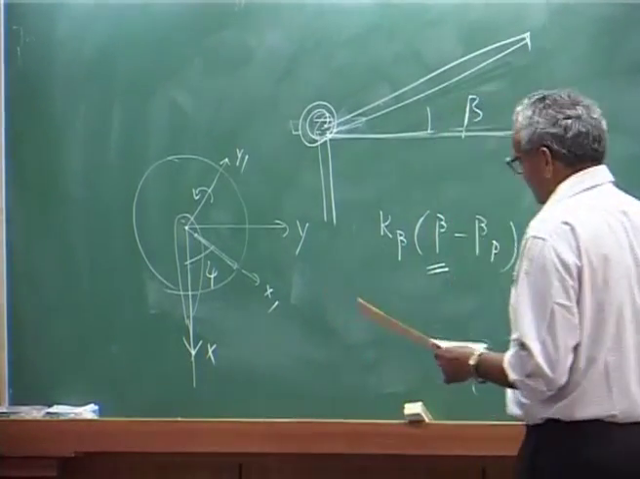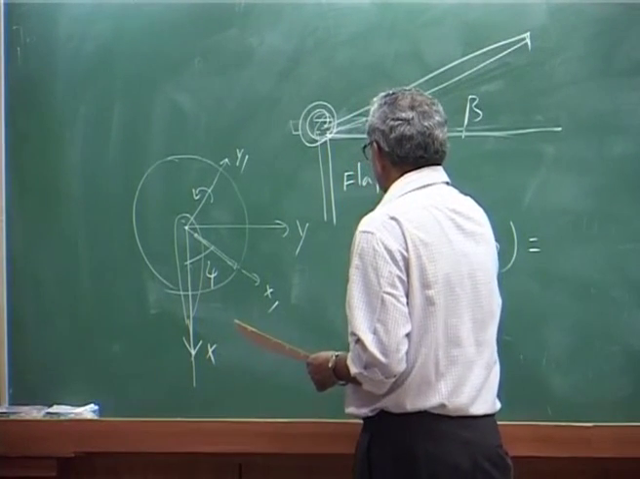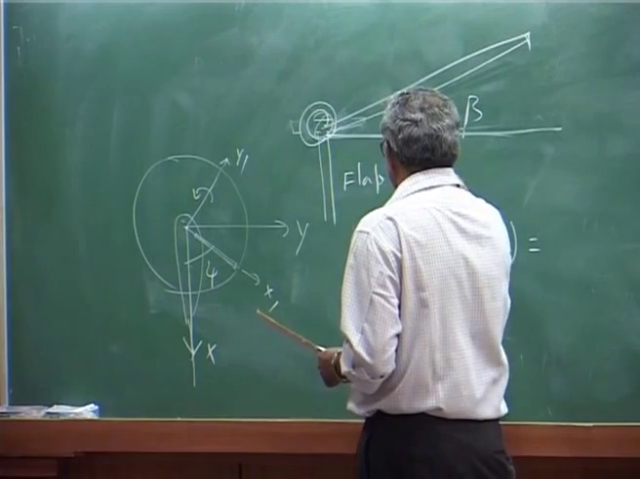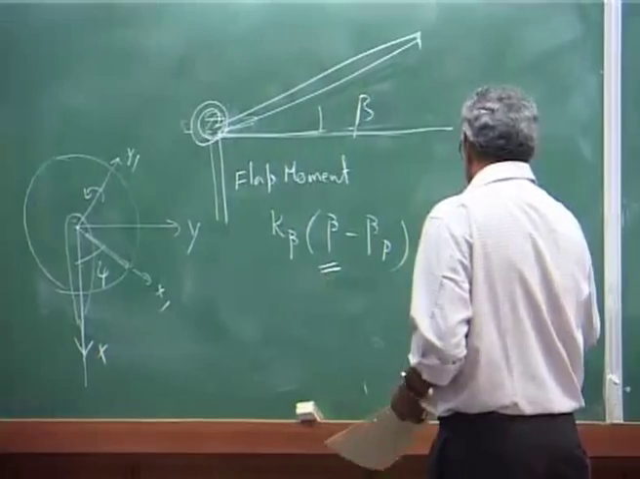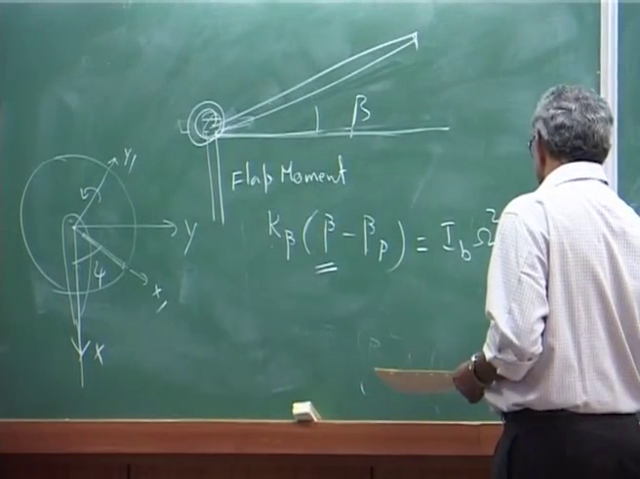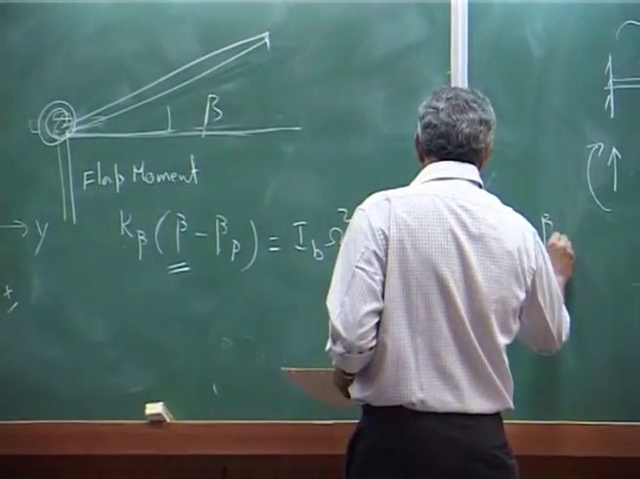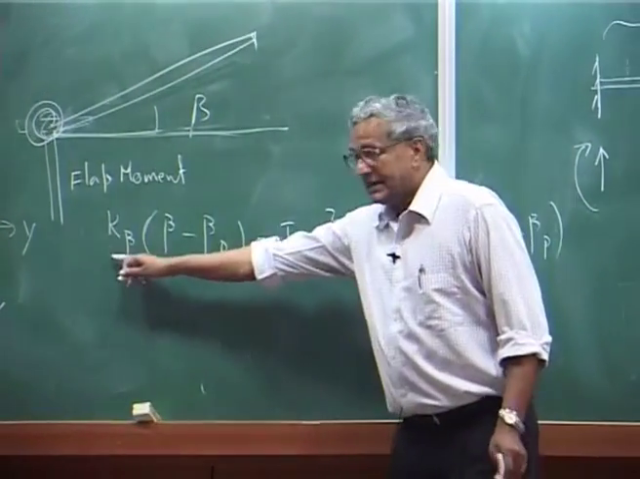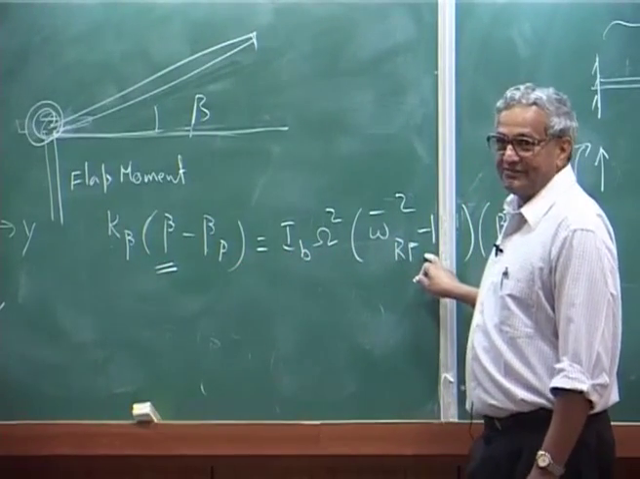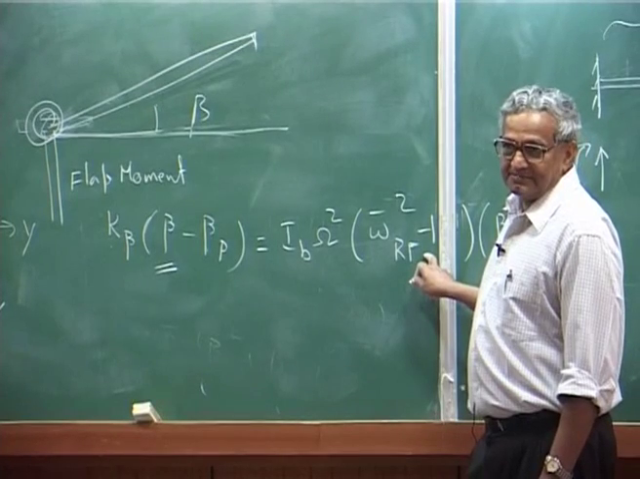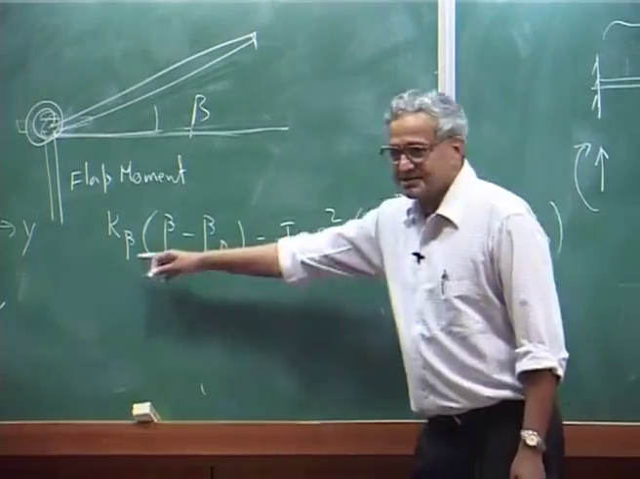Now let us write the flap moment: I_b omega square, omega bar_F square minus 1, into beta minus beta_p. So I am converting the spring stiffness directly in terms of the rotating flap frequency. This is a modification, just because you know what k_beta is.